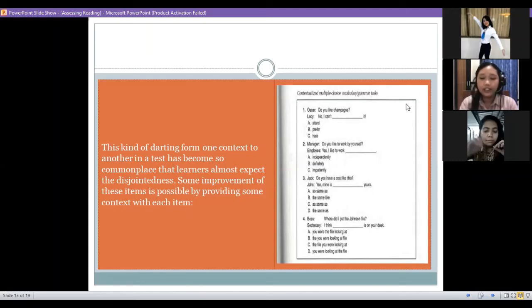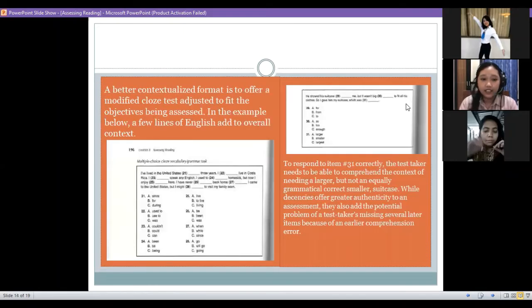And then the next is, a better contextualized format is to offer a modified cloze test adjusted to fit the objectives being assessed. In the example below, a few lines of English add to overall context. For example, multiple choice cloze vocabulary or grammar test.